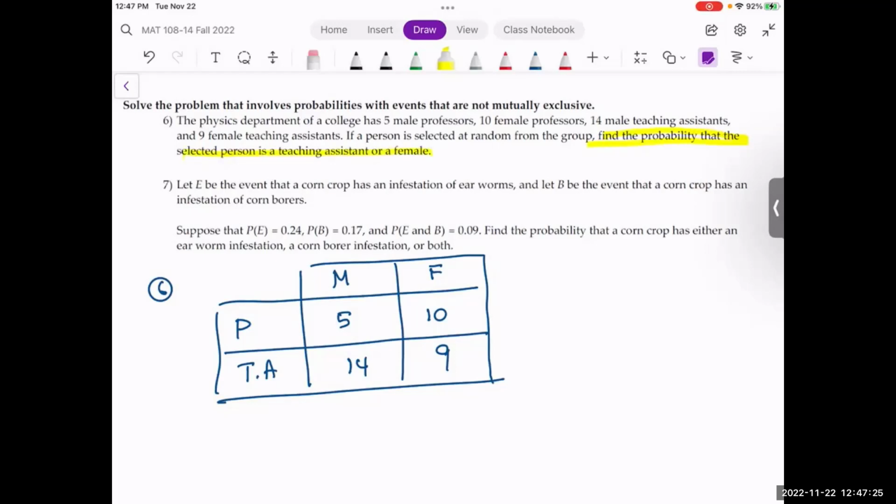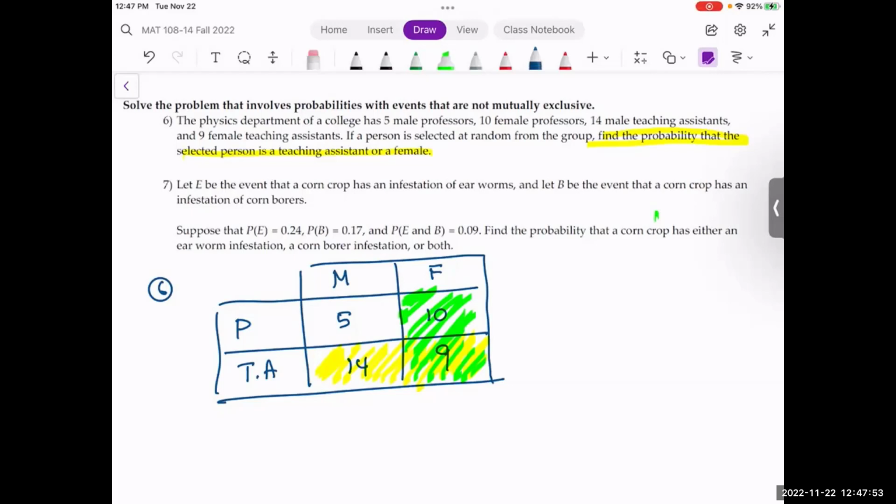All right. So I'm going to select all the teaching assistants. This is the teaching assistant. Everybody okay? And as well, I'm going to select all the females. So this is going to be the females. If you double shade, you don't count it twice. That's basically what you need to keep in mind, right?